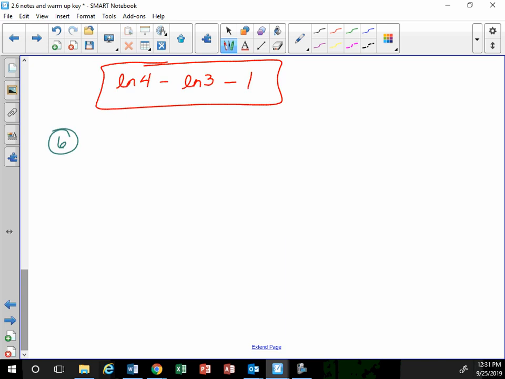I don't know that you need this one, but we'll do one more of those. So natural log of 2x over 5y. Just expand for me.